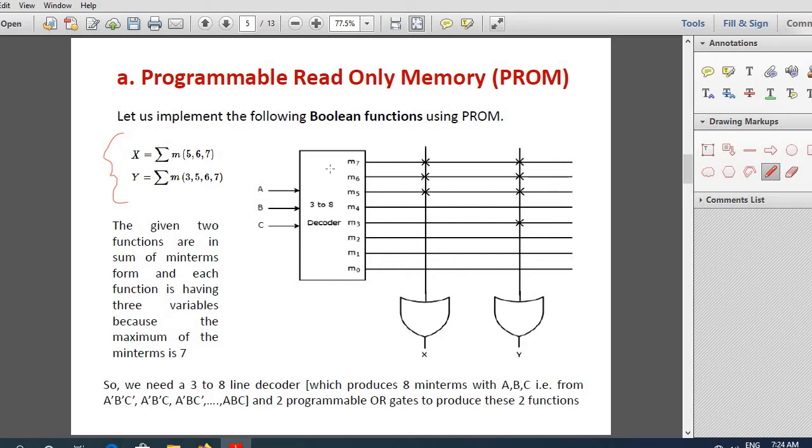So what you do is, look, what is the maximum number here? It is 7, right? So 7 is represented by 3 bits, 1, 1, 1. So it requires 3 variables. That is confirmed. 3 input variables are required. You call them ABC. So if 3 variables are required, which decoder needs to be used instead of the AND array? Instead of your AND gates, you can use the decoder.